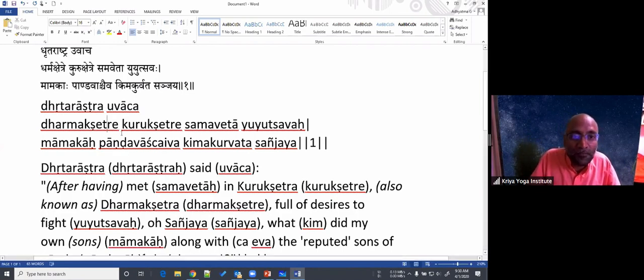So in this one example, you can see we have Dharmakshetra as one compound, Kurukshetra as another compound. So these are our compounds in this particular verse.